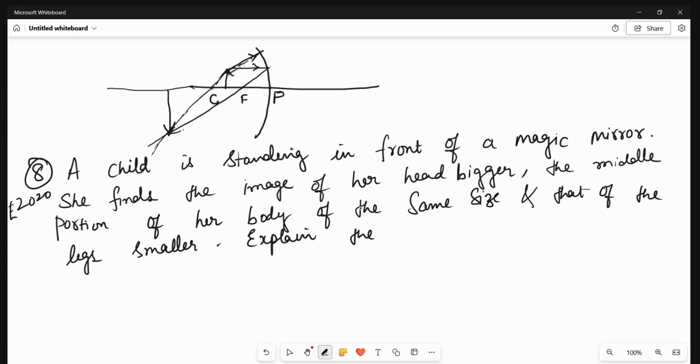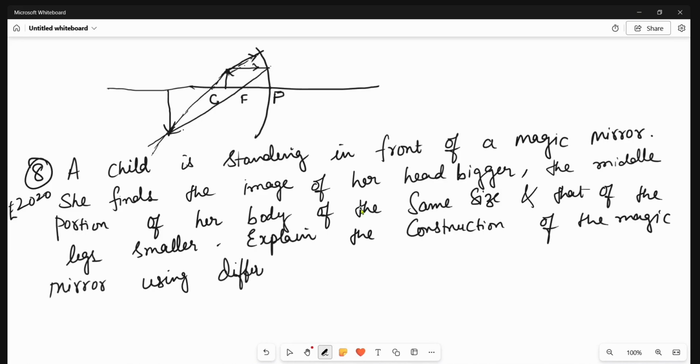Explain the construction of the magic mirror using different types of mirror. State the reason.